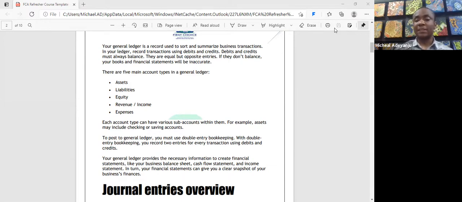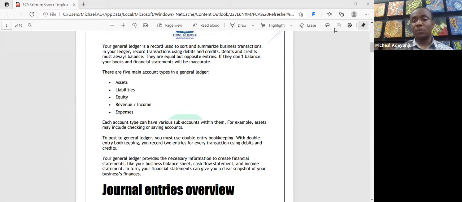So you need to understand that for a transaction to take place, there must be two different accounts that you are posting into. For your transaction to be complete, there must be two accounts that you are posting into. Note, one is the debit side and the other one is the credit side.